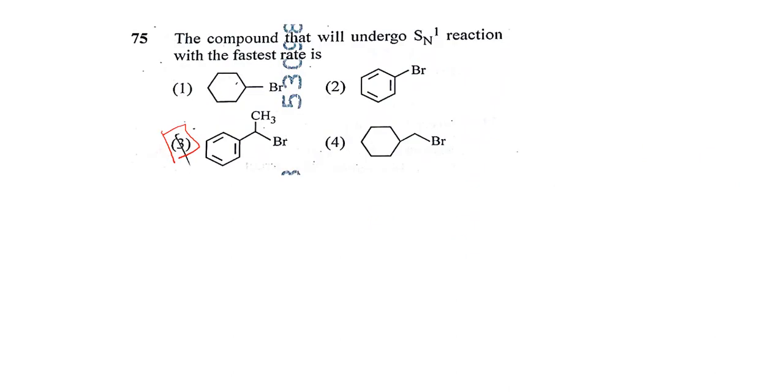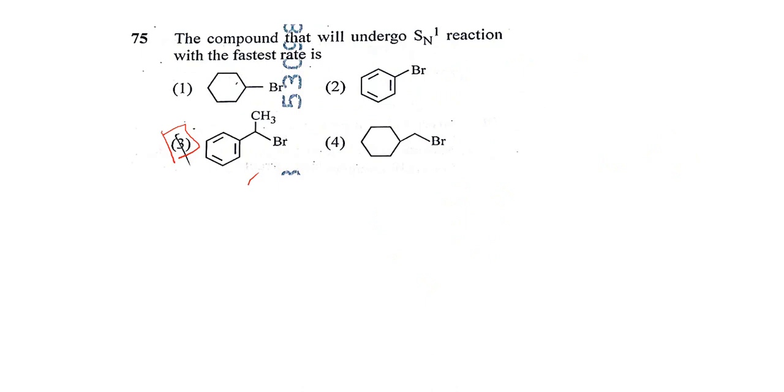Next question, the compound that will undergo SN1 reaction with a faster rate. As we all know, SN1 reaction is faster when secondary and tertiary carbocations are generated. We have a secondary alkyl halide given, and that is also benzyl, which gives a greater stable carbocation in this one. So C is the right option.